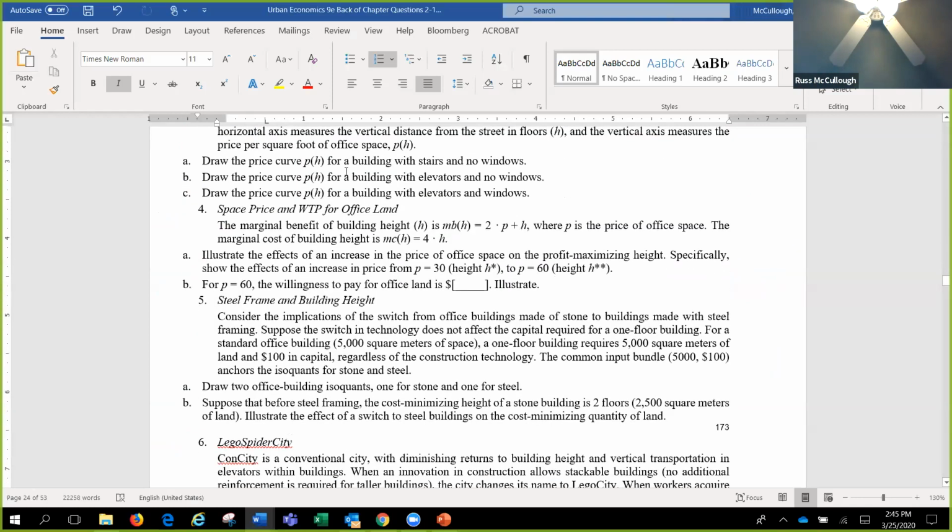Number 4 is this one. Space, price, willingness to pay for office land. The marginal benefit function of building height is 2P plus H, where P is the price of office space. Marginal cost is 4H based on the height. Illustrate the effects of an increase in the price of office space on the profit maximizing building height. Specifically show the effect from price equal 30 to price equals 60.